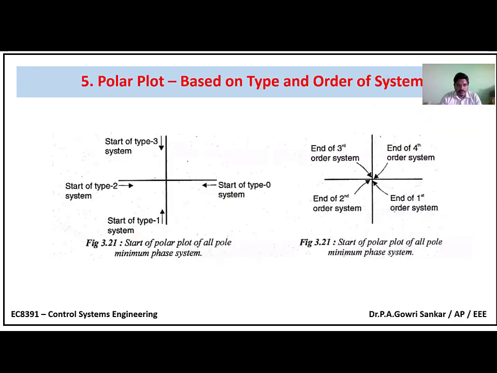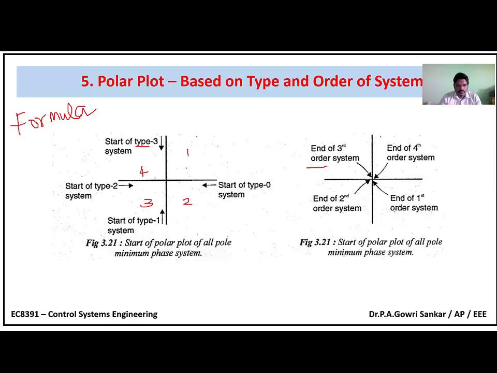Next, this is a formula which is used for identifying the starting and ending region of the polar plot in the quadrants. There are four quadrants available: 1, 2, 3. Based on the type and order of the given open loop transfer function, we can determine the polar plot's starting and ending point in the quadrant of the polar chart.